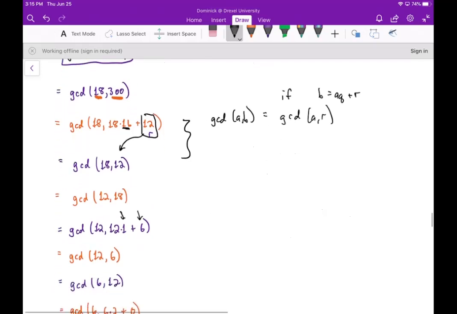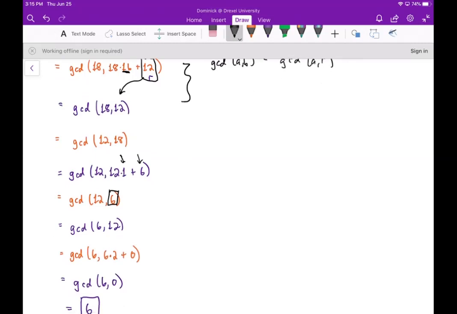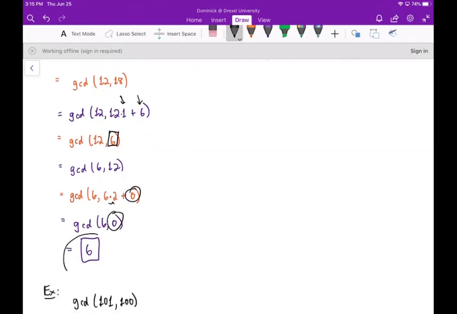So we're going to replace the 18 with the 6 there. And then we'll switch 6 and 12 again. And then finally, 6 goes into 12 two times, and there is no remainder. So now we get the 0 that we want. So we get that the GCD, of course, is 6.